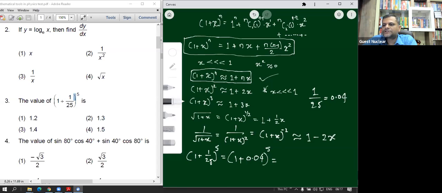And since this 0.04 is very small compared to 1, we can use the binomial approximation here and simply get it approximately equal to 1 plus 5 times 0.04. Now, how much does 0.04 multiplied by 5 come to? It becomes 0.2, and hence we get 1 plus 0.2, which is 1.2. Okay, if you want, we can also find out the third term here.